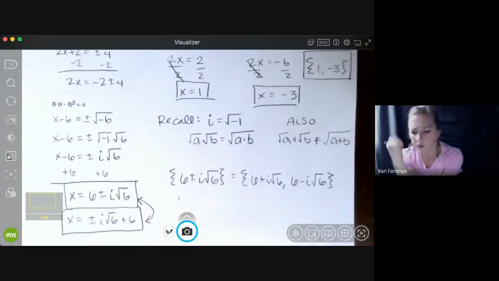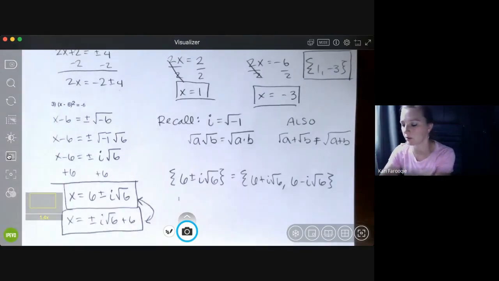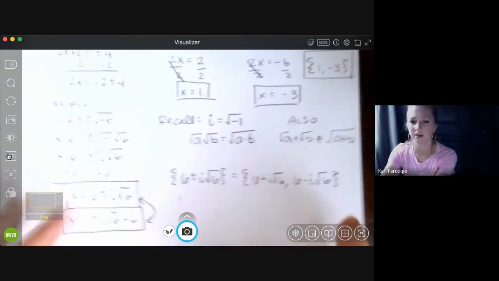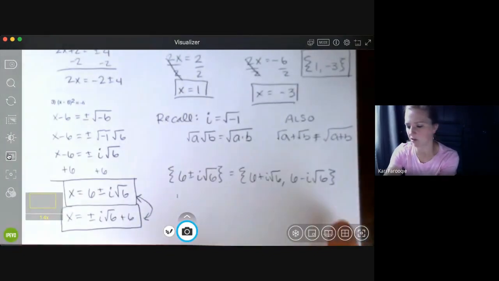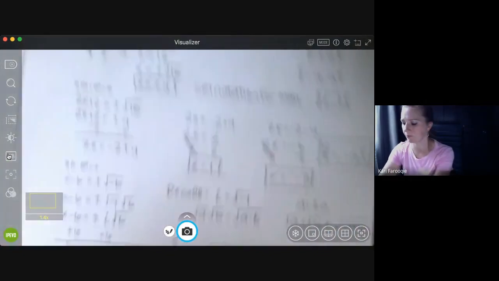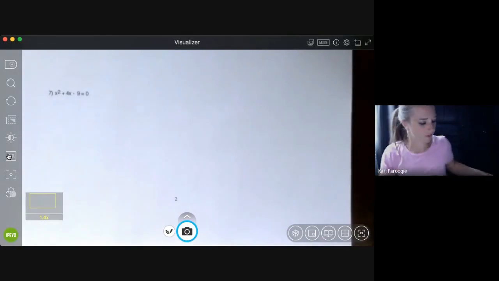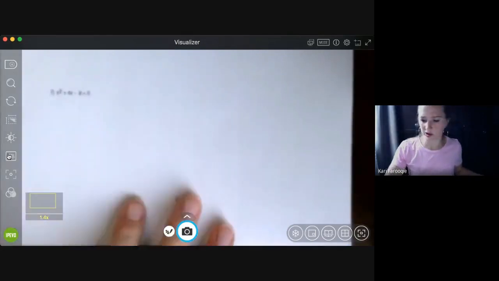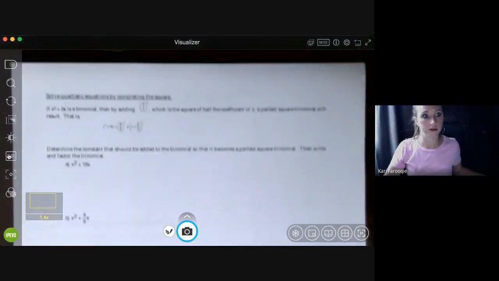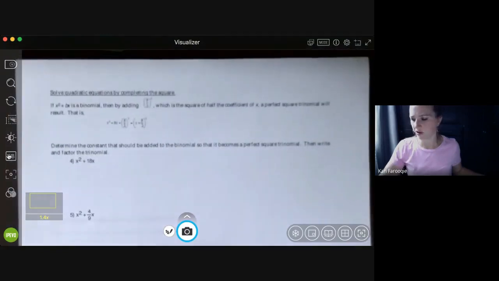Does anyone have a question on the square root property? Okay. I'm getting such good feedback from you guys, which I really appreciate, the visual feedback. And I also appreciate so many people leaving their cameras on. It's just really helpful to me. It's just so awkward trying to talk to a black screen, seeing no faces.